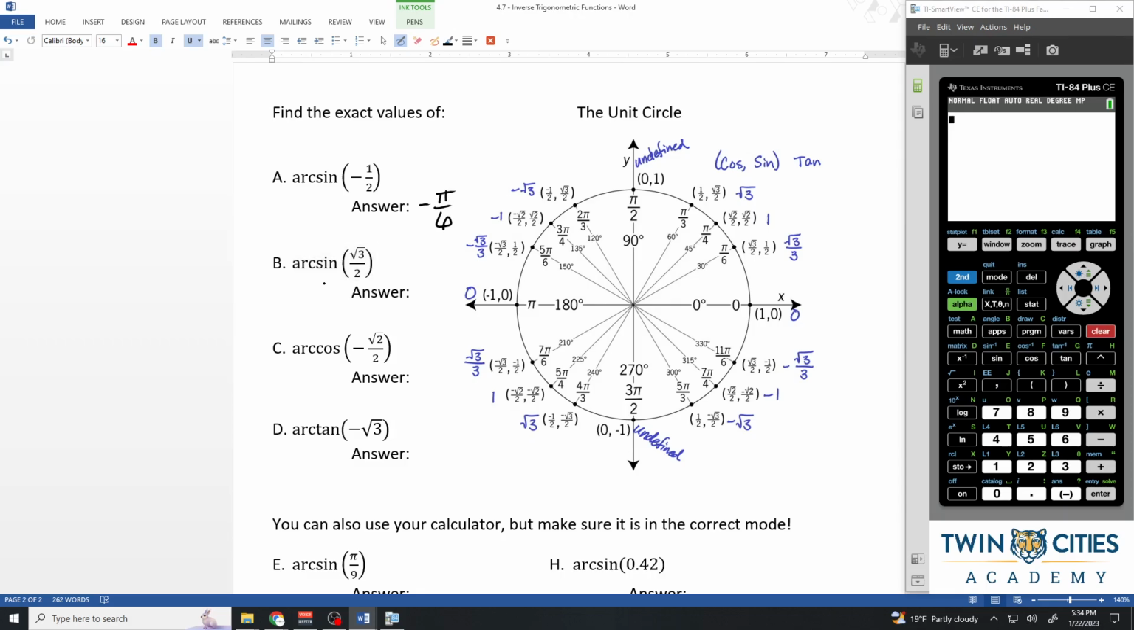Okay, what about the arcsine of the square root of 3 over 2? So on the right half of the circle again, you're going to look for where the sine is the square root of 3 over 2. That's right here, actually. And so this has the radian measure pi over 3. So the answer, the arcsine of the square root of 3 over 2, is pi over 3.